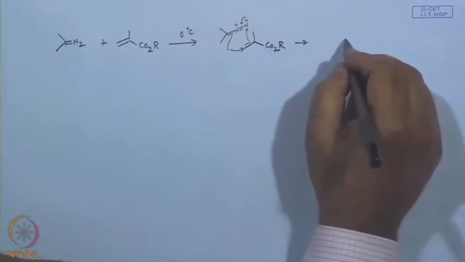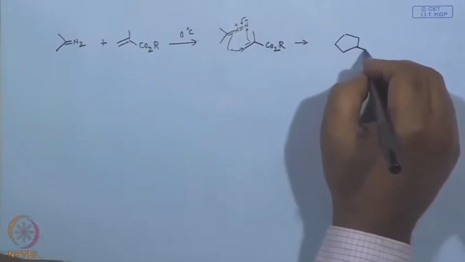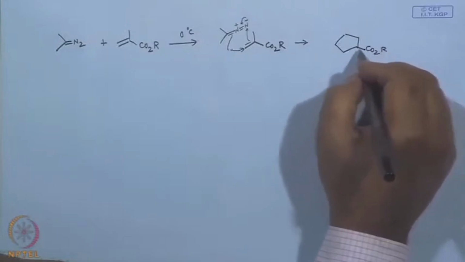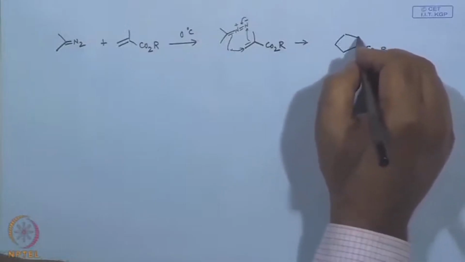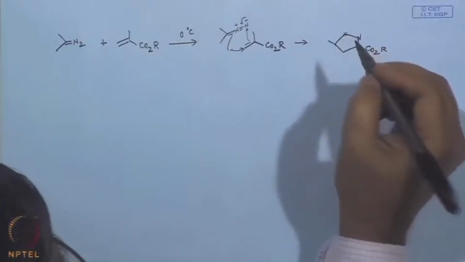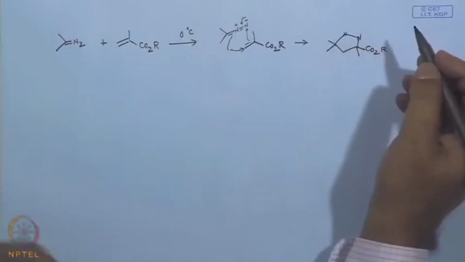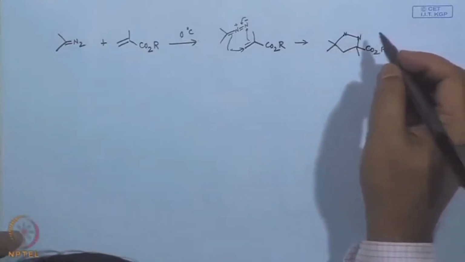So, what you will find is a 5-membered ring. This is an ester here, and this is a methyl group, nitrogen, nitrogen, and then you have this methyl group here, right.